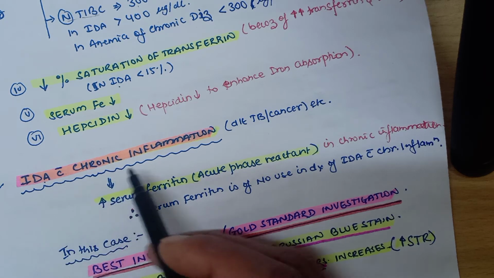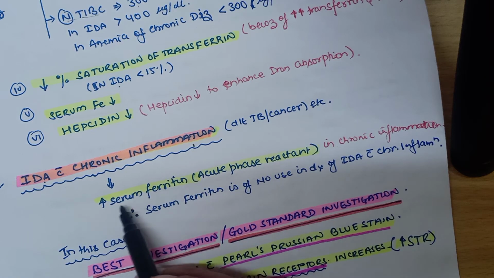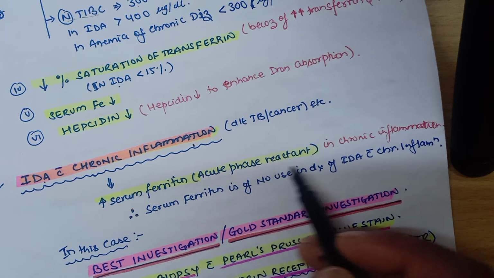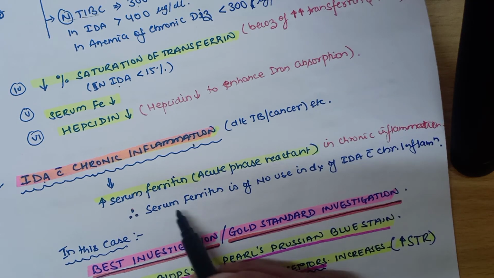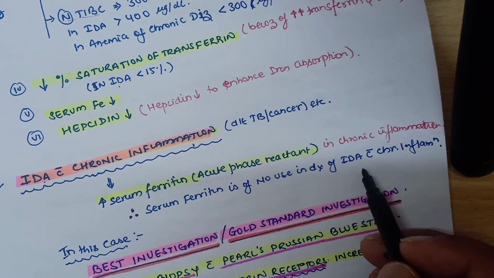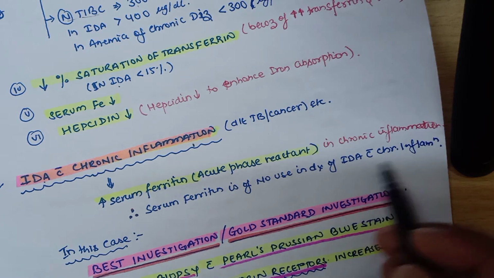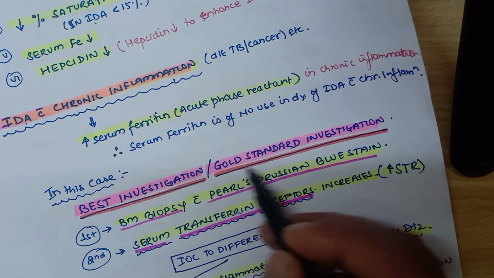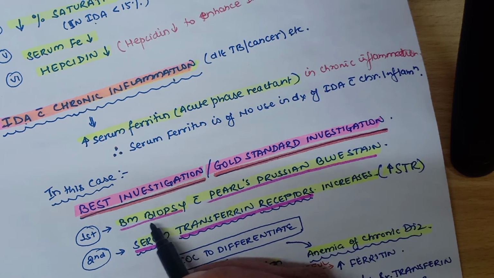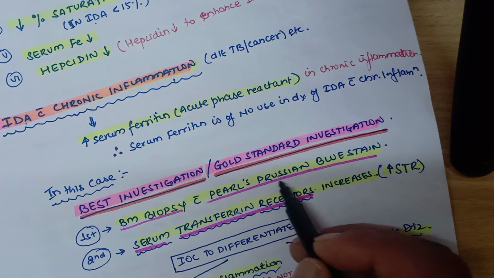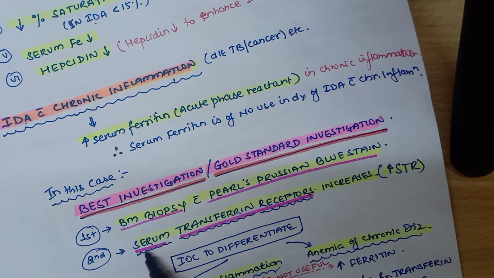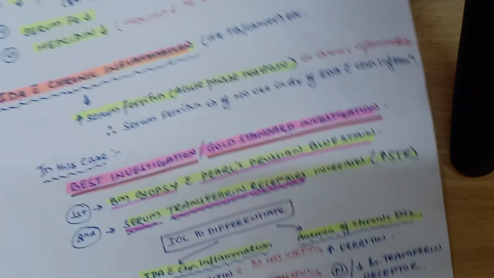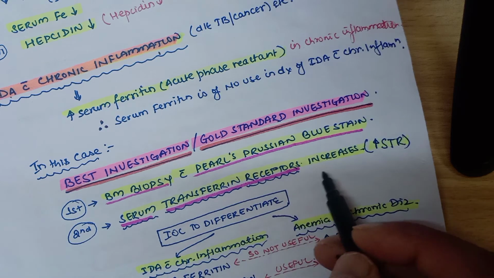But when it is associated with chronic inflammation, there will be increase in serum ferritin level, because serum ferritin is also an acute phase reactant in chronic inflammation. Therefore, serum ferritin is of no use in diagnosis of iron deficiency anemia with chronic inflammation. Remember this point. So in this case, the best investigation or gold standard investigation is bone marrow biopsy with Perls Prussian blue stain. And the second investigation is serum transferrin receptor level. So serum transferrin receptor will increase.